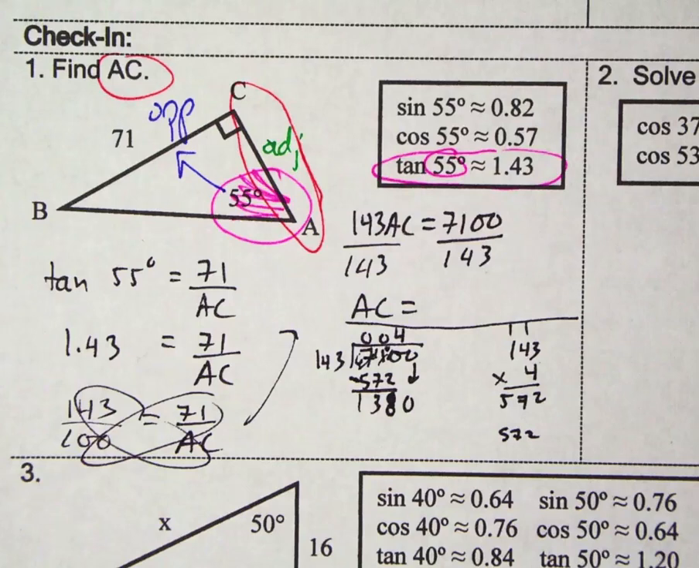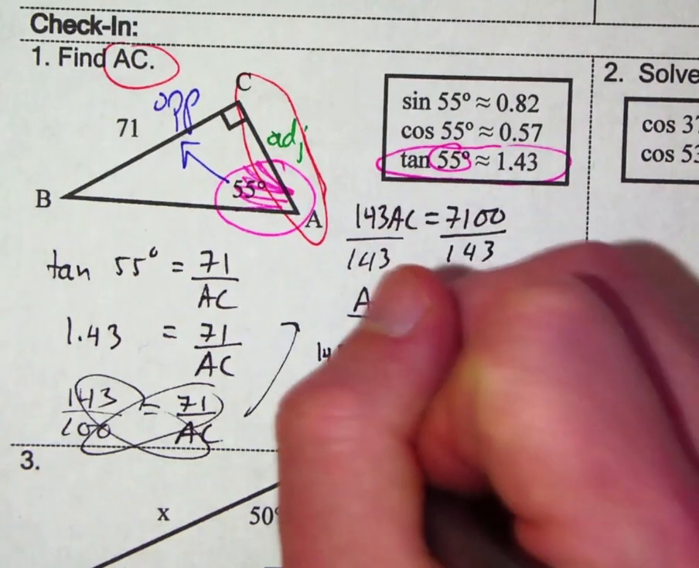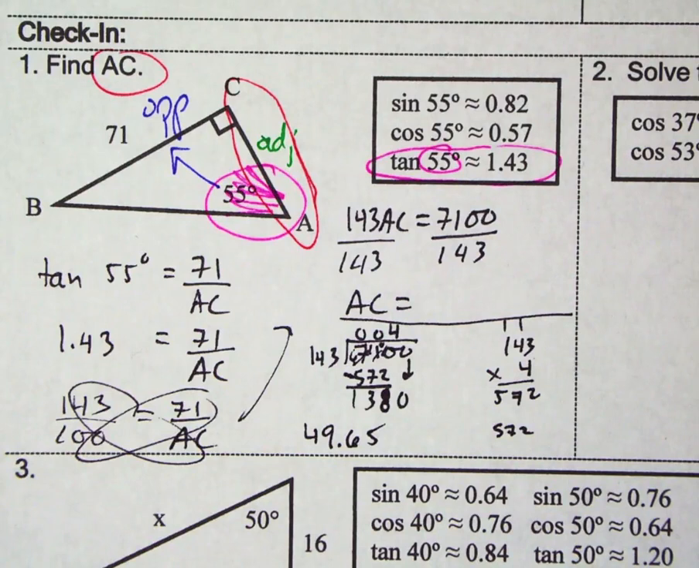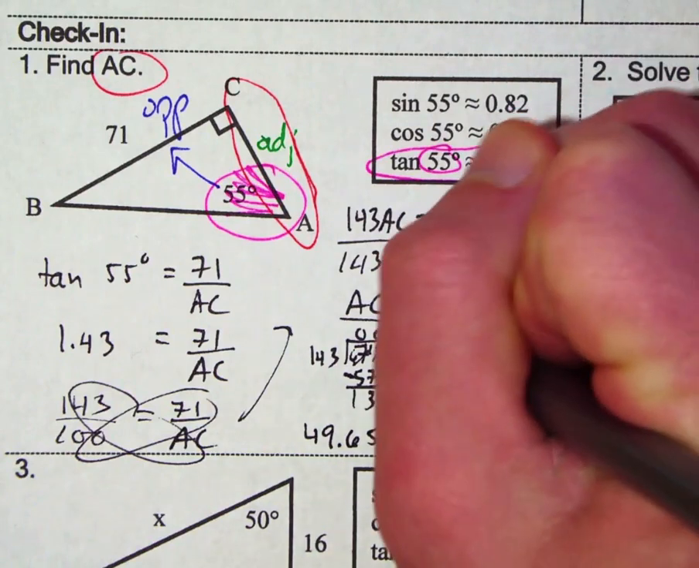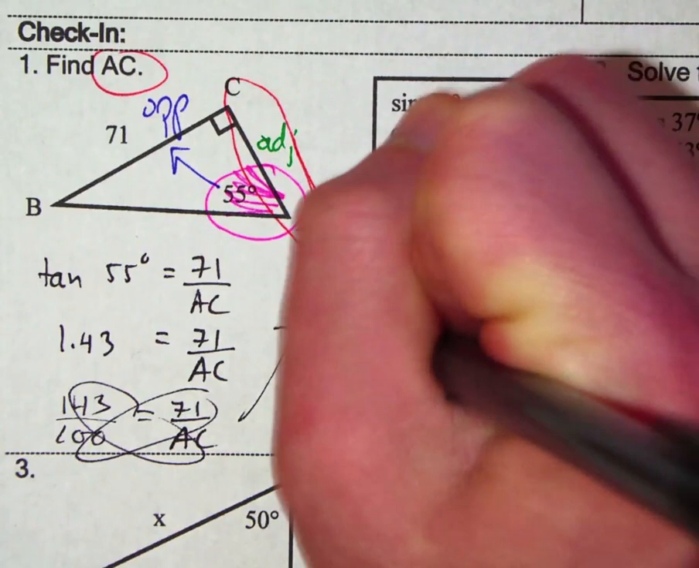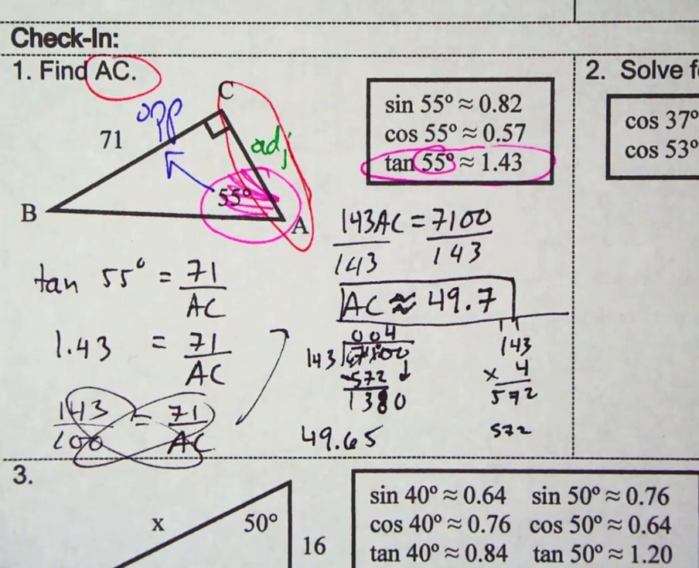I'm out of room, but I'm going to go ahead and speed this up for just a second and go to the trusty calculator and just quickly do 7,100 divided by 143. We get 49 and 65 hundredths, but I want to round to the nearest tenth if I can. So I'll say it's approximately equal. There we go. All right, I'll have to leave more room next time.